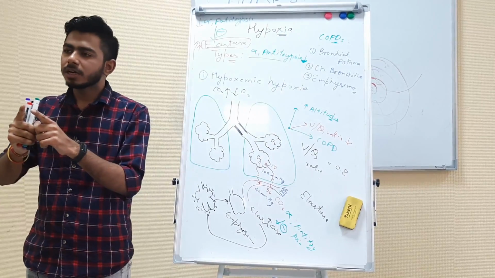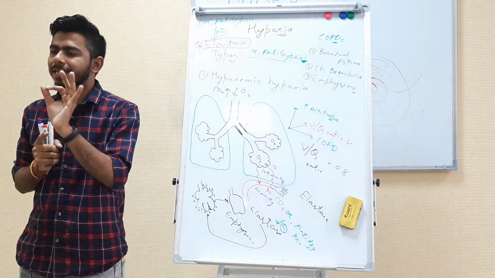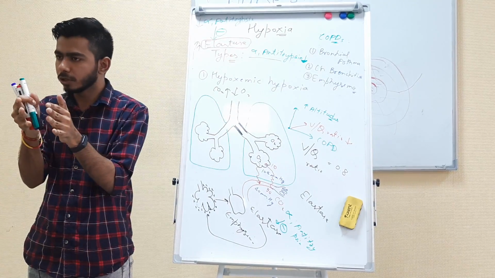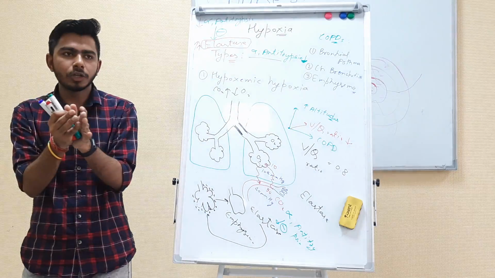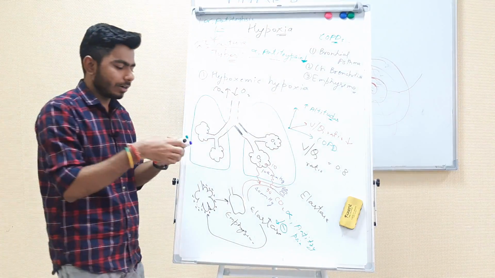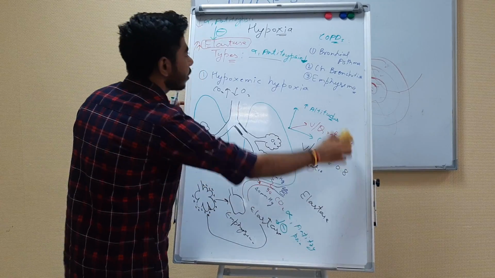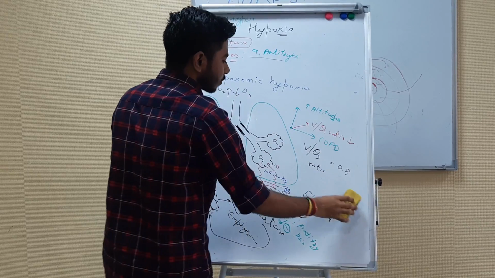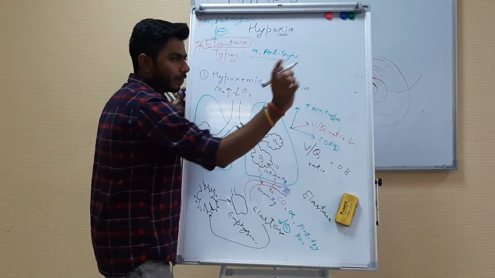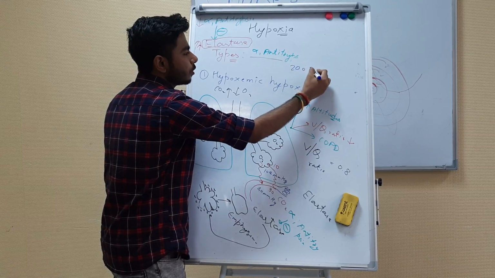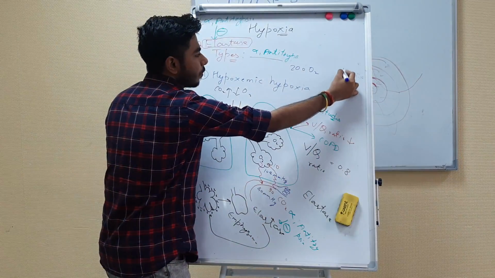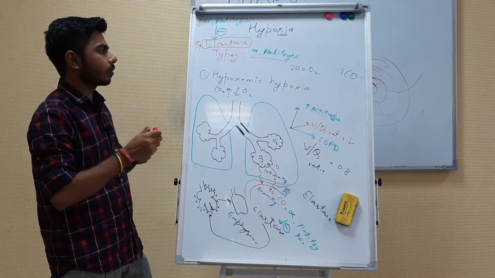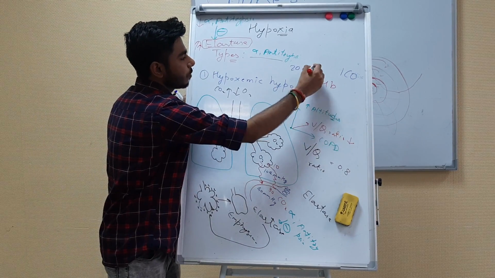Now, what is the problem? Carbon monoxide gas has a higher affinity, 200 times higher affinity than oxygen, to bind to the hemoglobin molecule. So, imagine this situation, on one side I am having 200 molecules of oxygen, on another side we are having 1 molecule of carbon monoxide, and here is the hemoglobin.